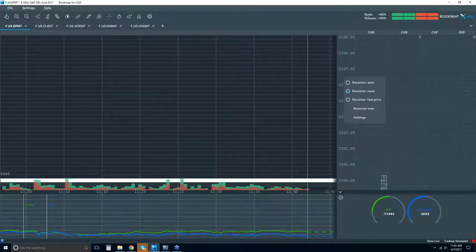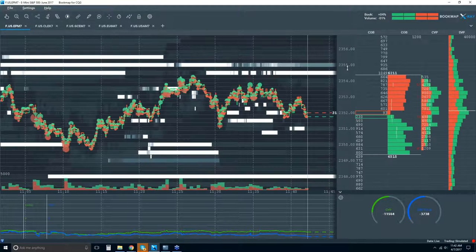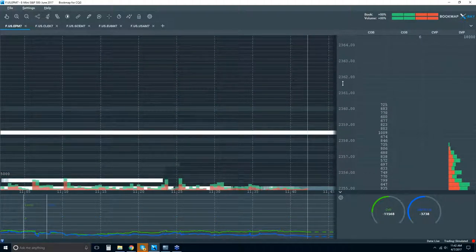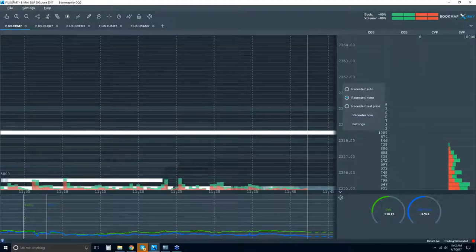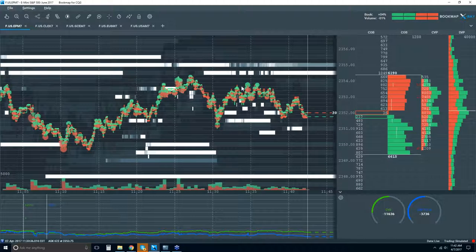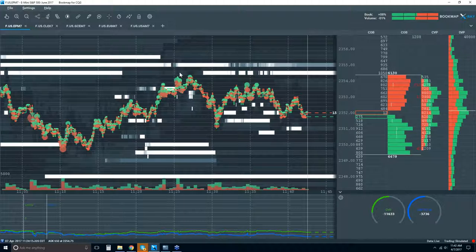If you want to get back to where you were, there's a few different ways. You can double click on the price ladder, and that will recenter it automatically. Or we can right click here and go to one of the other options: recenter last price, recenter now, or recenter auto. I prefer the auto. I like the way that it does this. I can still see all the microstructure within my view here.